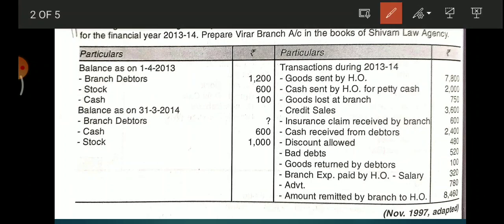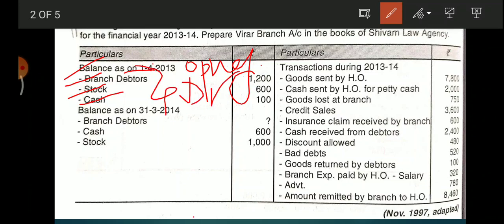Proceeding further, here we have the balance as on 1st April 2013. It is nothing but the opening amount of branch debtors, stock and cash. This is called the opening balance of assets, and you're already aware that the opening balance of assets will always go on the debit side of the branch account. So all three of these will go to the debit side of the branch account.